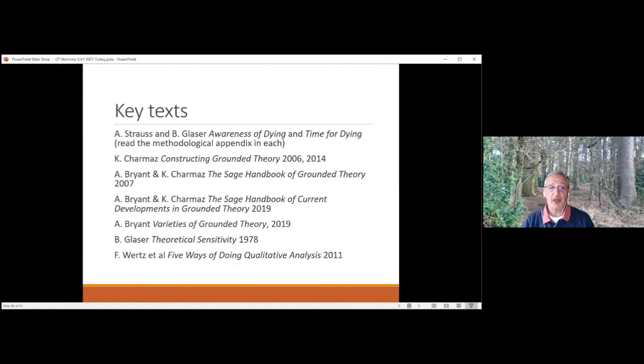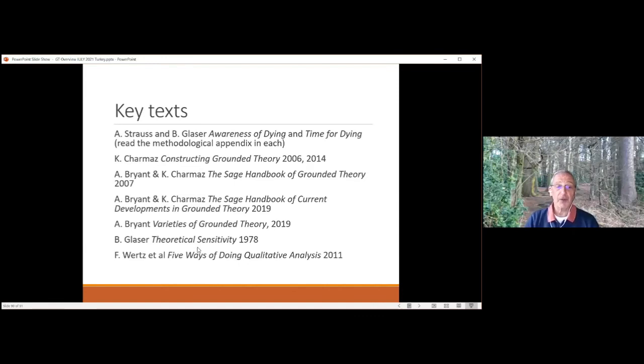And the key texts I think to think of are Awareness of Dying and Time for Dying. Don't bother with Discovery. Read the appendices in both of those books, as they're very good. Read Kathy Charmaz's book. Have a look at the two handbooks, because they're terrific, the people who we got to contribute. My book, Varieties, summarizes a lot of what's in that second handbook. And Kathy Charmaz said she thought it was terrific and it will save graduate students a lot of time if they read your book.